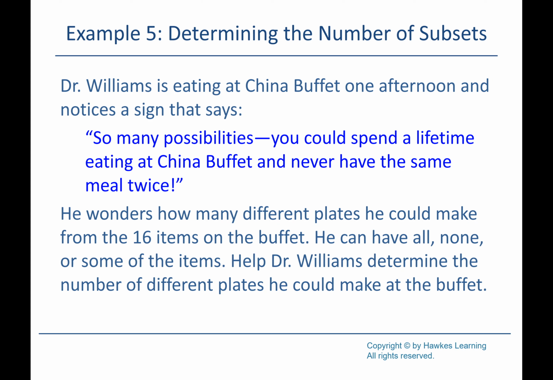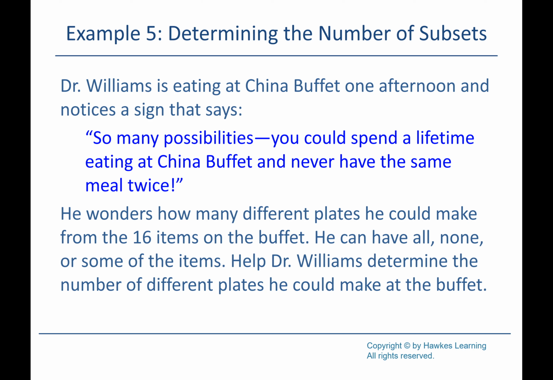So that's a pretty strong claim there. And then it says he wonders how many different plates he could make from the 16 items on the buffet. So they got 16 choices on the buffet. And for each meal, he could have all of the things on the buffet or none of the things on the buffet. He would still be hungry then. I don't know why he would do that. Or just some of the things on the buffet. We want to figure out how many different plates he could make.